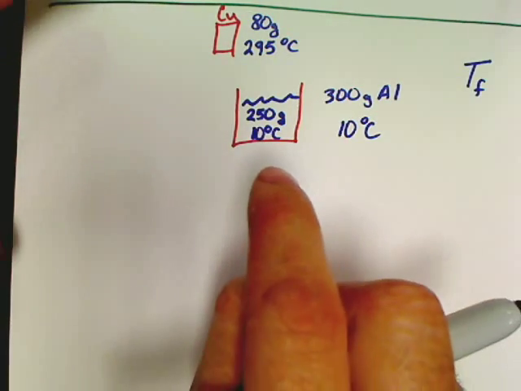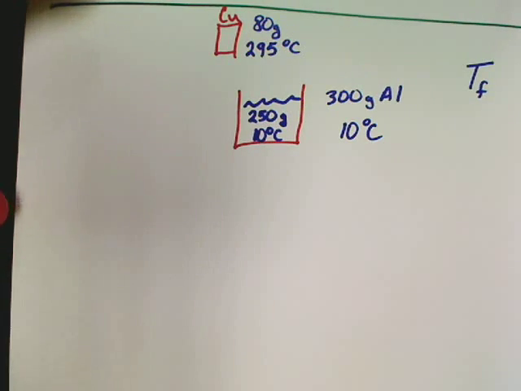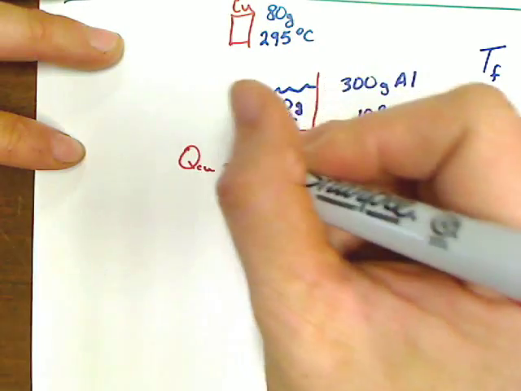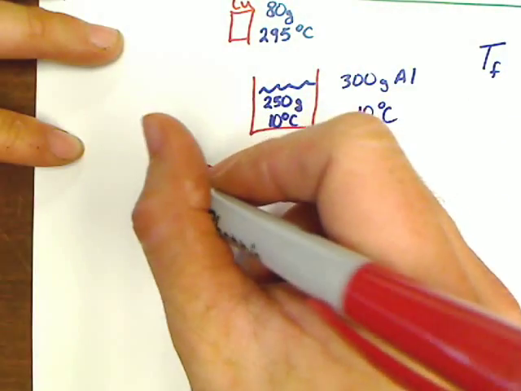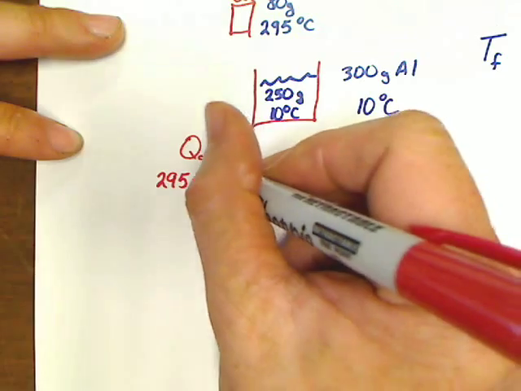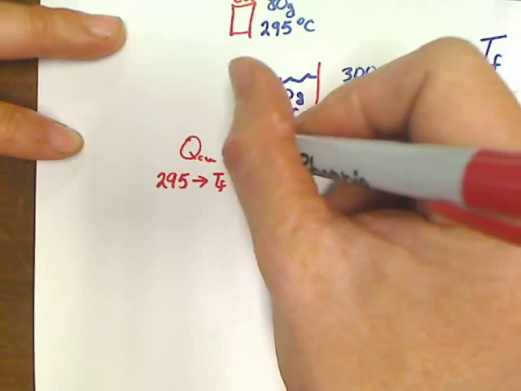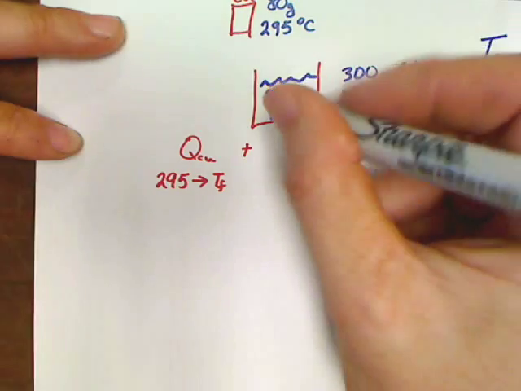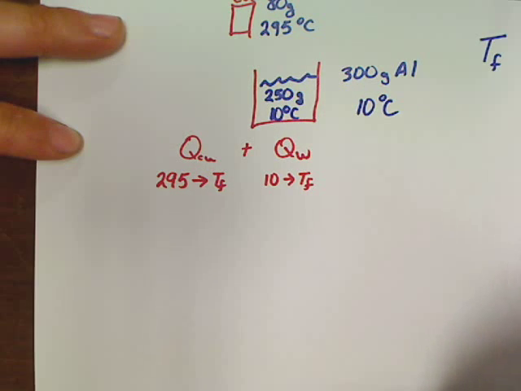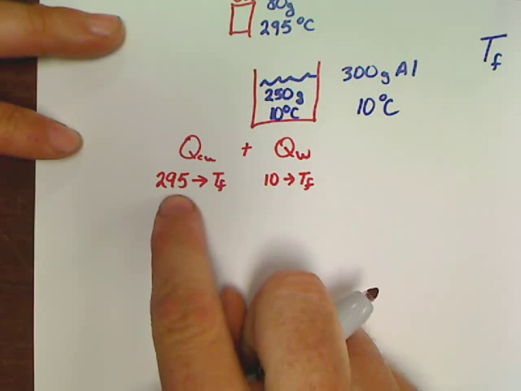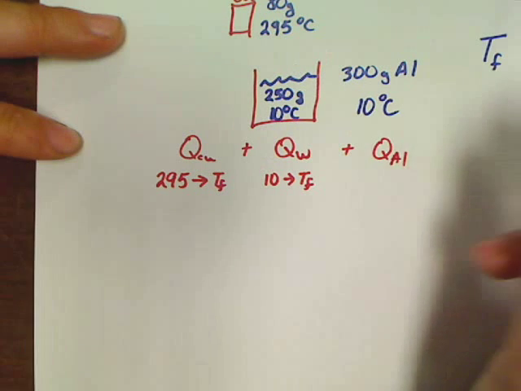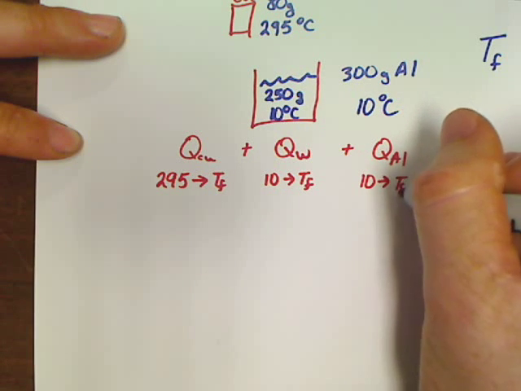So how many Q's should we have? 1, 2. We should have 3 Q's in this problem as we work it out. So we should have a Q for the copper. And that copper is going to cool off from 295 down to some temperature final. Plus, we should have a Q for this water. And that water is going to go from 10 to some temperature final. It's going to heat up. Copper is going to cool down. It's going to heat up. And then we're also going to have a Q for the aluminum that it's made out of to go from 10 to some temperature final.